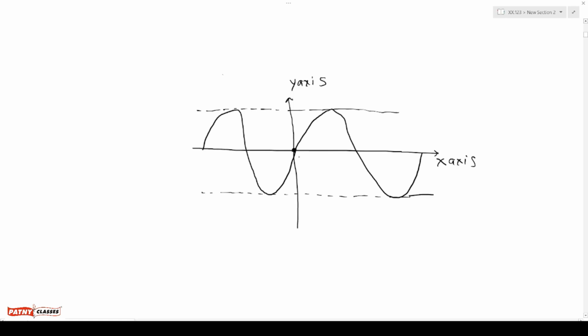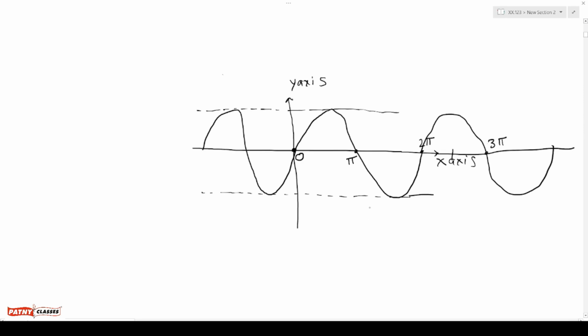On the y-axis, on the right side, it starts with 0, and here are pi and 2 pi. For a single cycle, the sine function starts with 0 and ends at 2 pi. If you draw another cycle, it continues like this. Every time pi is added, it becomes 3 pi and so on, and the wave will continue.